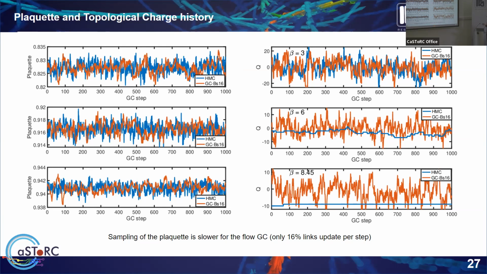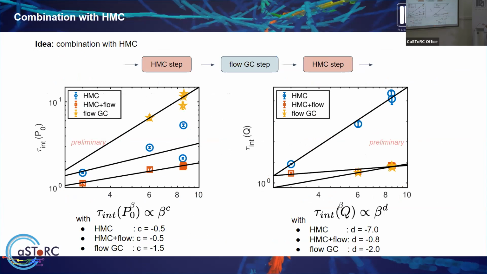So the idea to overcome this is to combine this flow GC with an HMC. So you do one HMC step and then a flow GC step and so on. So basically by doing an HMC step, a flow GC step, and an HMC step.